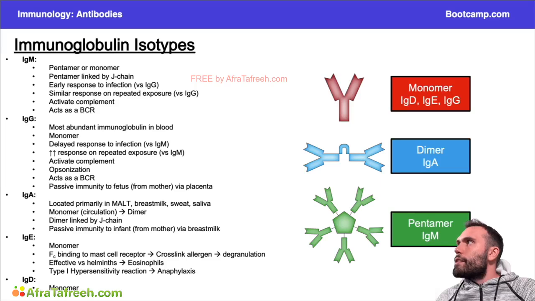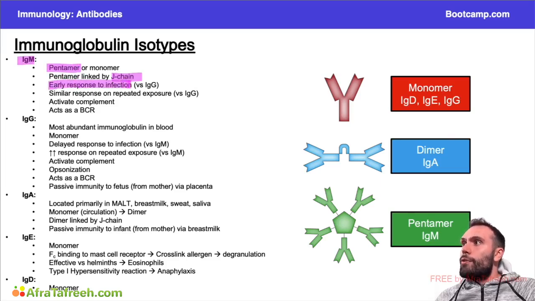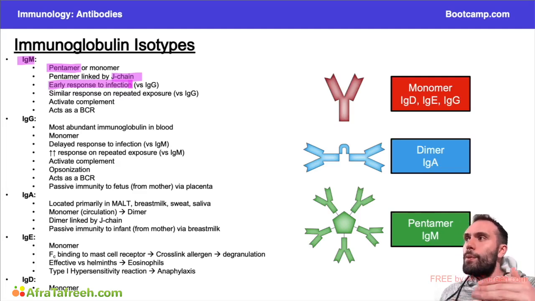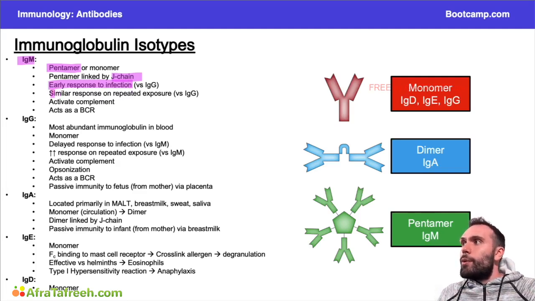Okay, just cleaning things up here again, let's just recap some of this. So again, IgM, usually referring to the pentameric structure. Okay, we said 10 binding sites linked by a J chain. Early response to infection, that's what we just talked about previously in the last video, where that primary response is going to come out IgM initially. And again, we have a similar response on repeated exposures to the antibody serum concentration of IgM. We talked about that in the last video, okay? So go back and check that out.